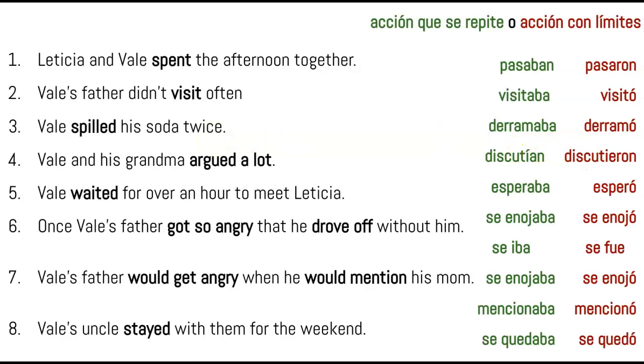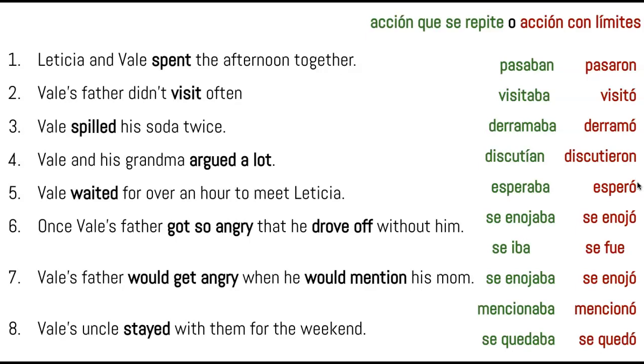Vale and his grandma argued a lot. Discutían, discutieron. Discutían would be the answer. They argued a lot, meaning on more than one occasion in the past they argued. So it's repetition. Vale waited for over an hour to meet Leticia. Esperaba, esperó. This would be esperó. He waited for over an hour. Once again, we've got a specific time period. We've got limits to his actions of waiting.